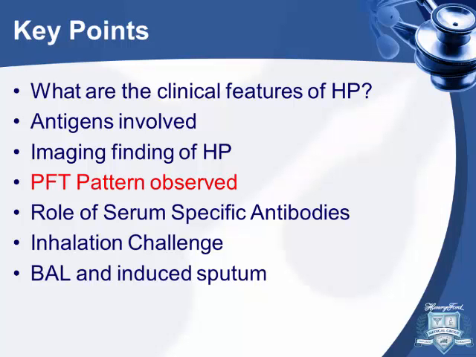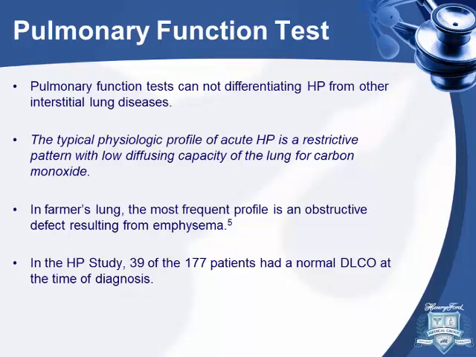So in terms of PFT findings, PFT is not sensitive or specific for HP. I think that's pretty straightforward. But the typical picture would be similar to our patient, which is a restrictive pattern with a low diffusion capacity. In some cases, like farmer's lung, where there might be more prevalence of smoking, they might have emphysema, and an obstructive defect might actually be present. There's talk out there that everyone with hypersensitivity pneumonitis will have a low diffusion capacity, but that's not always the case. Not common, but it happens: 38 patients out of 177 in the HP study had a normal diffusion.